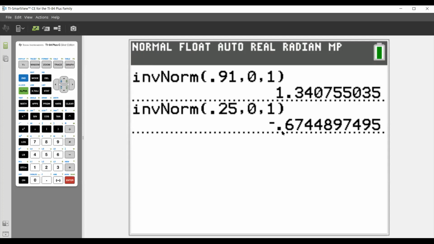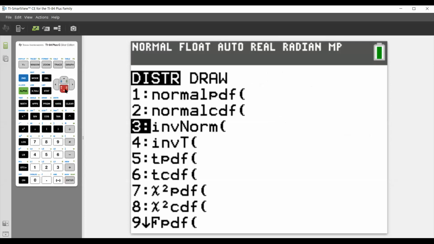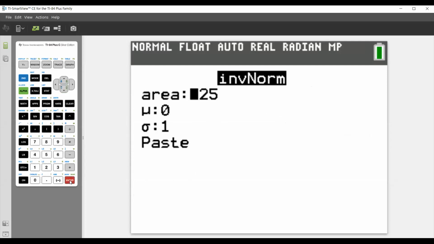Because the 75th percentile means that 25% of the distribution is greater than that, doesn't it? If 75% is lower, 25% is greater. And because of symmetry, it would be located in the mirror image location along the Z-axis, right? Let's just try it out and see if we get exactly that answer. So for the upper quartile, the 75th percentile, we're going to type in 0.75.